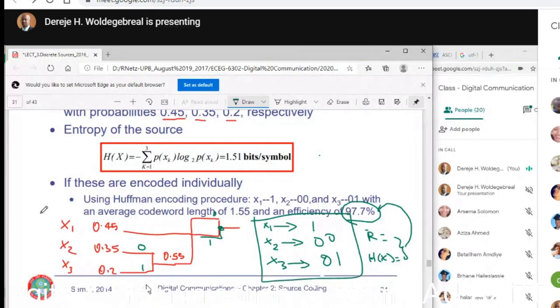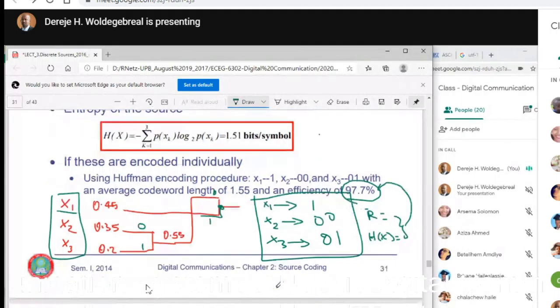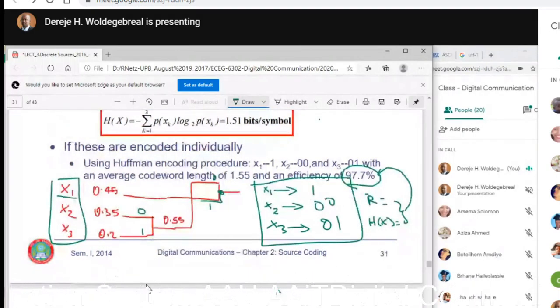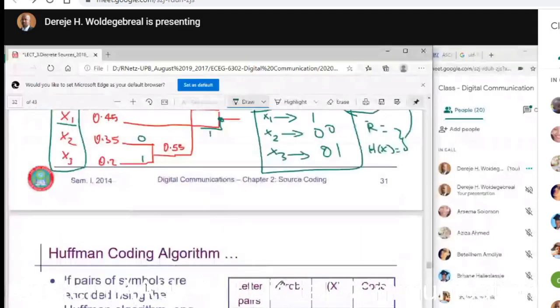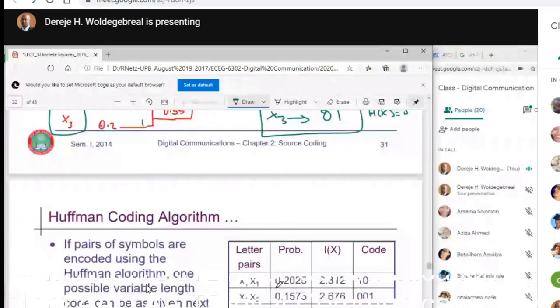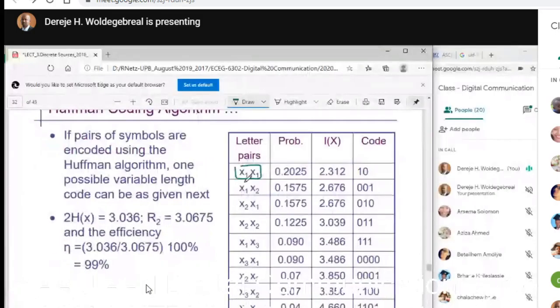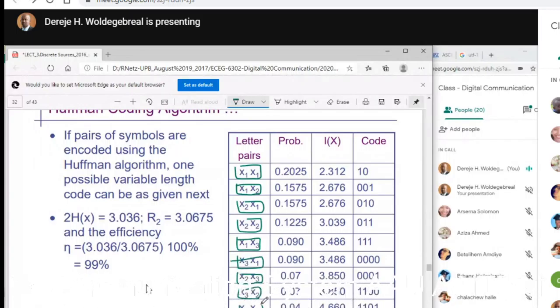Well, this is a symbol by symbol encoding scheme, so each symbol would be assigned a certain code word. An alternative to that is, what if we take, let's say, two symbols at a time? So if we are taking two, then how many possibilities do we have? The two symbols can be x1 x1, x1 x2, x1 x3, or x2 x1, x2 x2, x2 x3, or x3 x1, x3 x2, x3 x3.